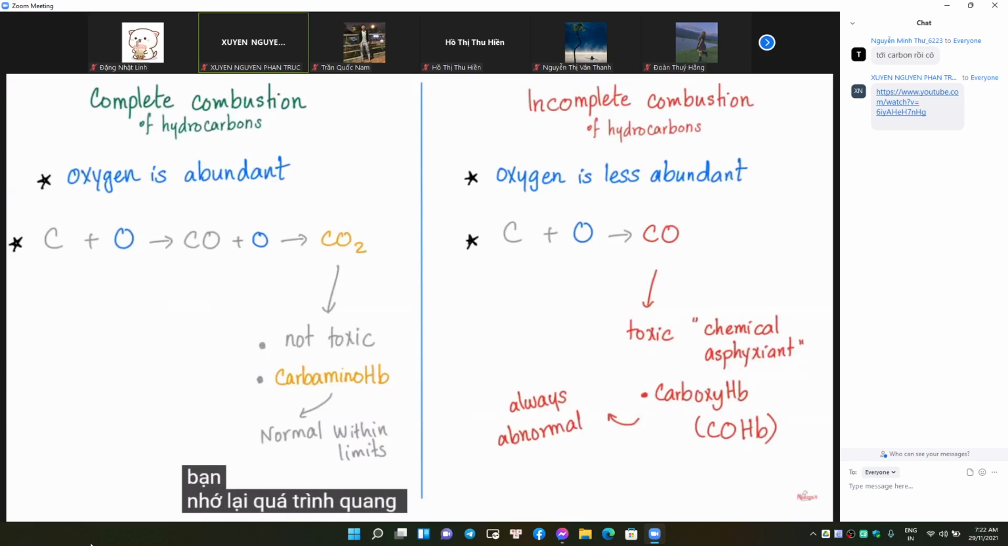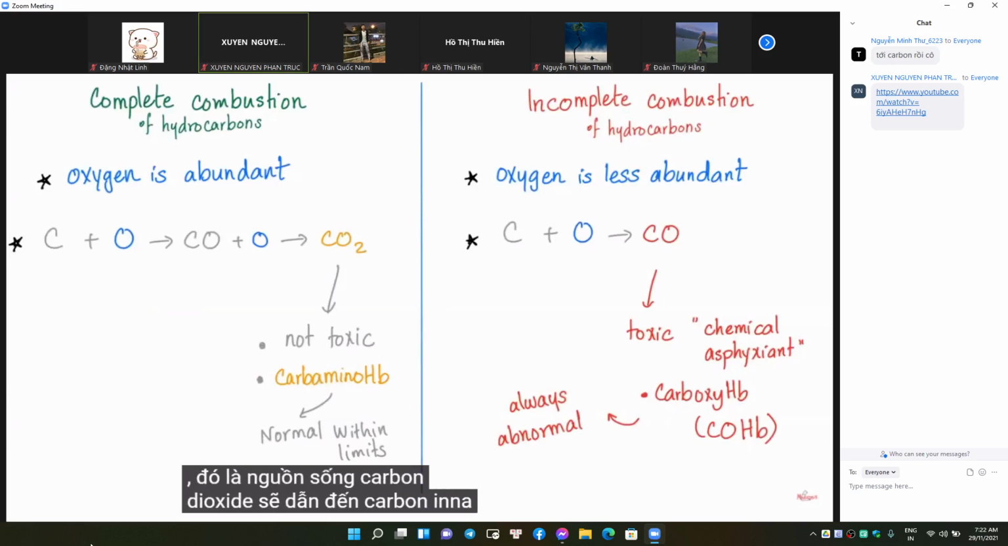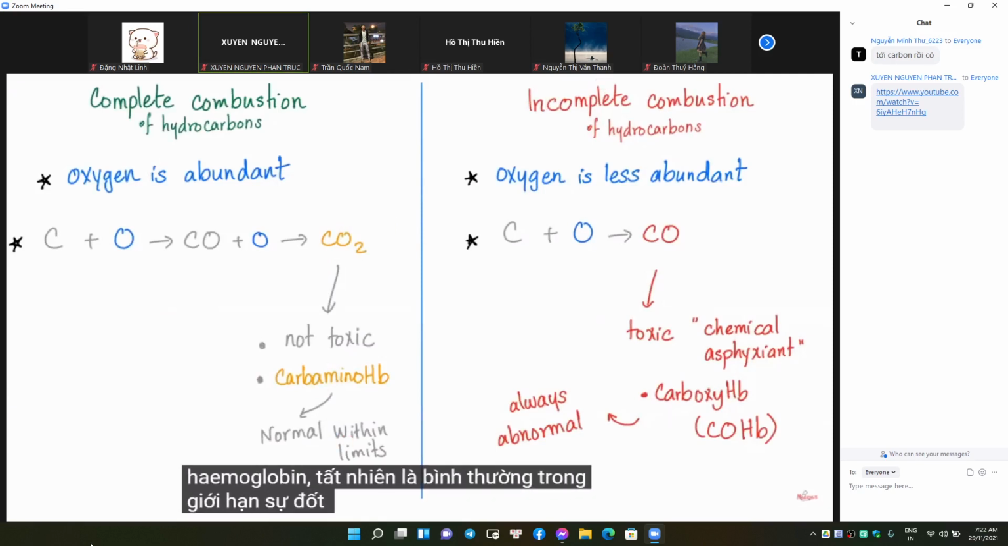Remember the photosynthesis process in 5th grade? Yeah, plants need carbon dioxide for the photosynthesis process to occur, which is the source of life. Carbon dioxide will lead to carbaminohemoglobin. It's normal, of course, within limits.